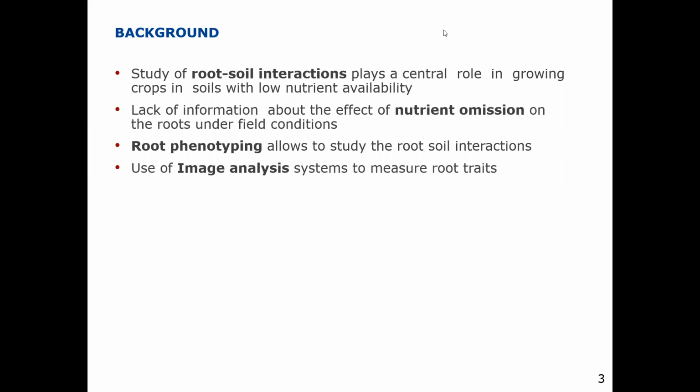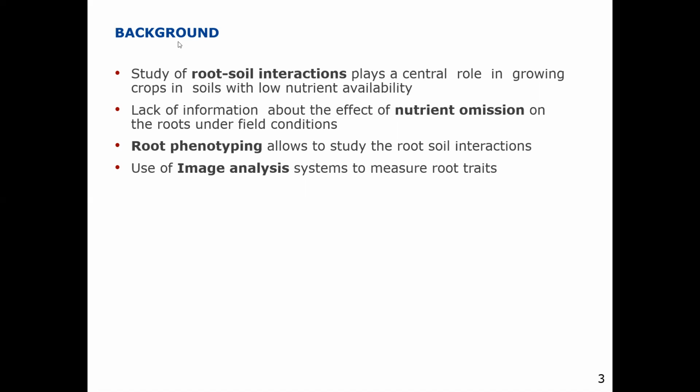Root phenotyping allows us to study the root-soil interactions, and there is also an increased demand for good quality phenotyping, which can serve both genomics and modeling. Also, the development of image analysis systems gives insights into the hidden parts of the crops.